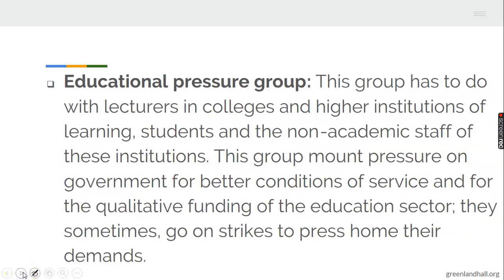Another one, educational pressure group. This group has to do with lecturers in colleges and higher institutions of learning, students and the non-academic staff of these institutions. This group also mount pressure on government for better conditions of service and for the qualitative funding of the education sector. They sometimes go on strikes to press home their demands.